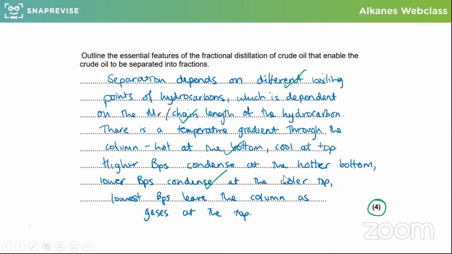Yeah, so Romy, I've just said I think you would get 1 for talking about the different boiling points, 1 for talking about what the boiling points are based on, 1 for talking about the fractional distillation column and its set up being hot at the bottom, cool at the top, and then 1 for saying why that then means our substances condense.